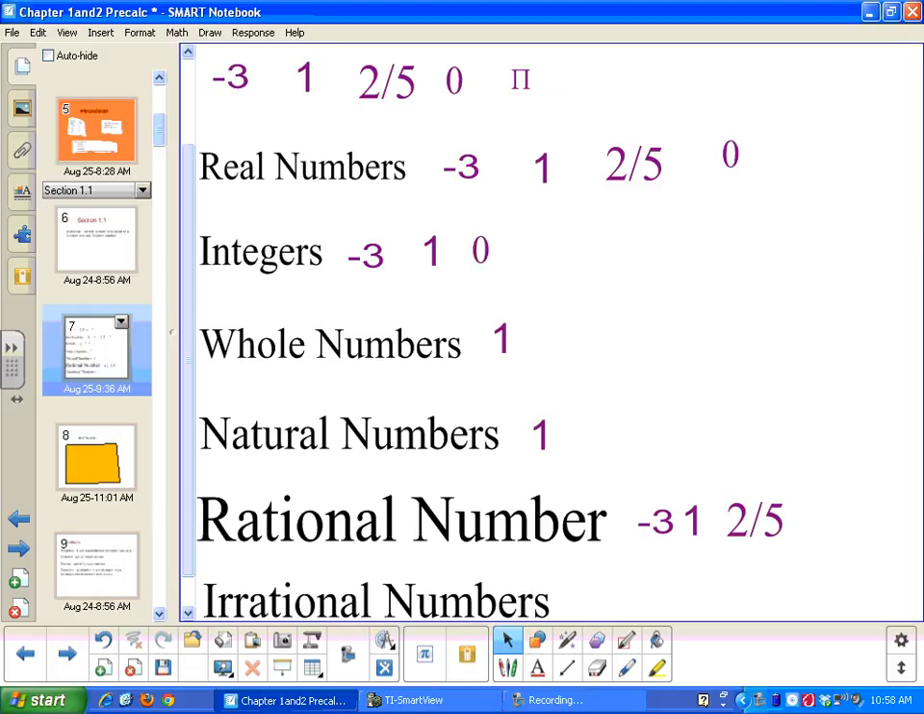It is an integer. It is a whole number. It is not a natural number. It is a rational number. 0 over any number is 0. And it is not an irrational number. And then that leaves us with pi. Pi is a non-terminating decimal. And I know most of you have probably seen the extension of pi. So pi is our only irrational number.